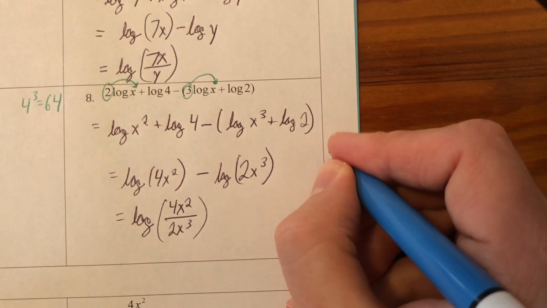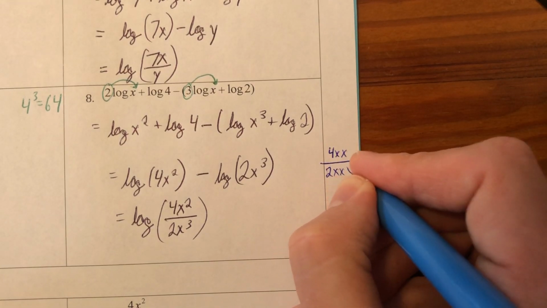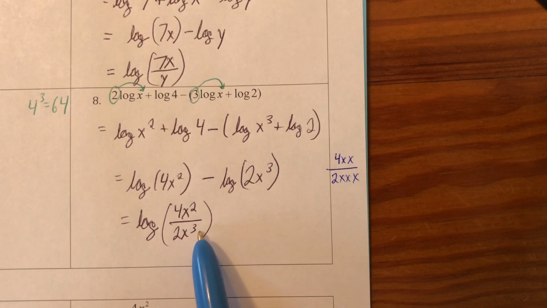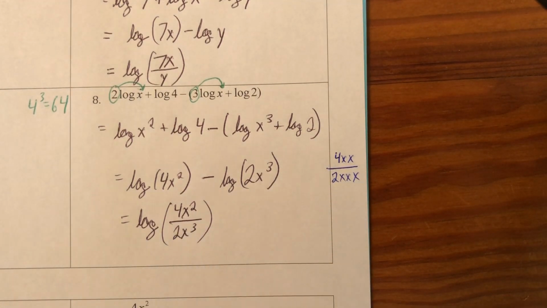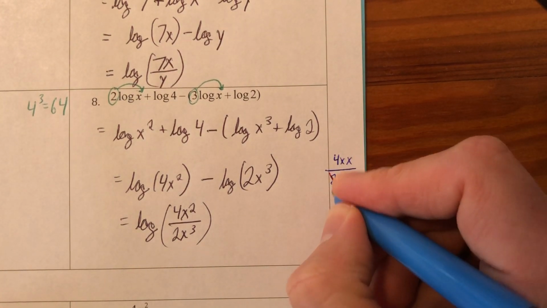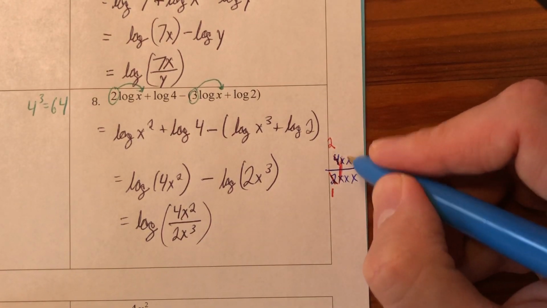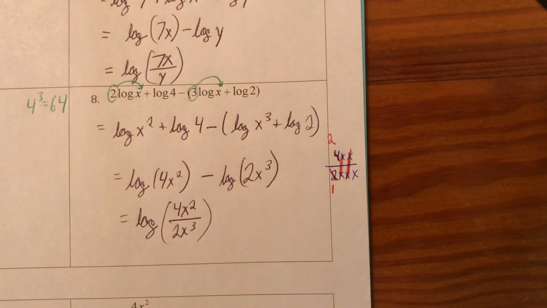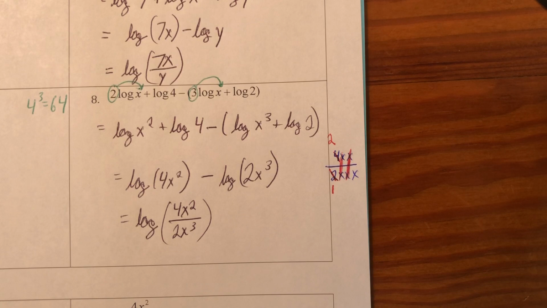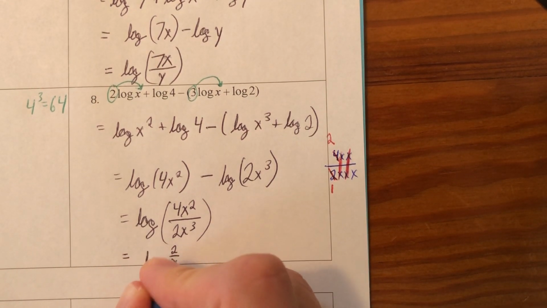So I'm going to call it 4xx over 2xxx. It's the same thing, right? I have a couple x's on the top, 3 x's on the bottom, and then I have the 4 and the 2 coefficients. So let's grab a red pen. And we're going to say, well, 2 goes into itself 1 time, 2 goes into 4 2 times. I'm going to cancel out a pair of x's and another pair of x's. And the only thing I'm left with is 2 on the top and 1x on the bottom. So my final answer is 2 over x. Oh, but it's the log of that.